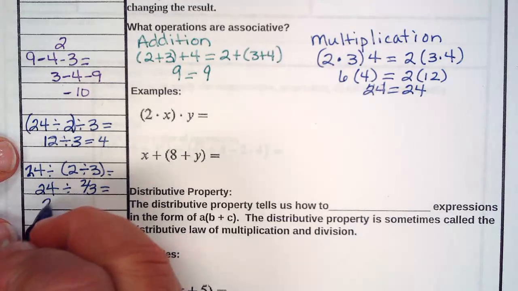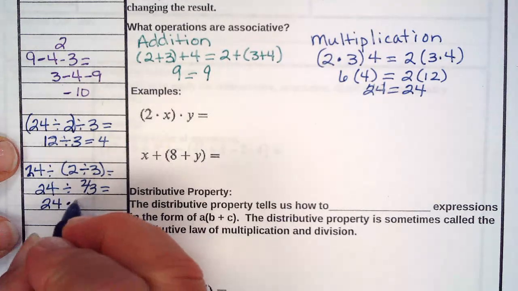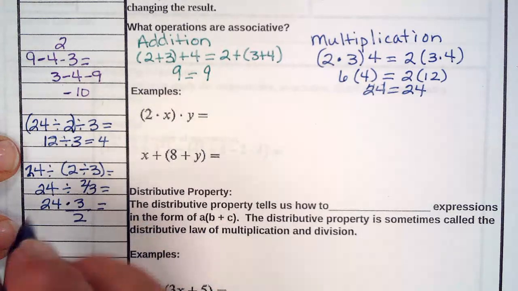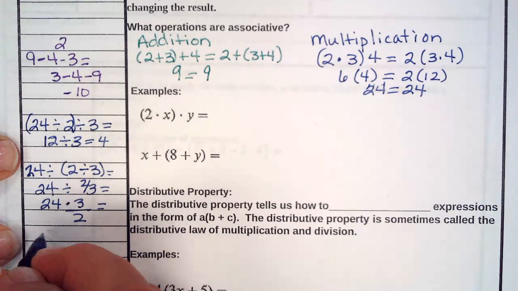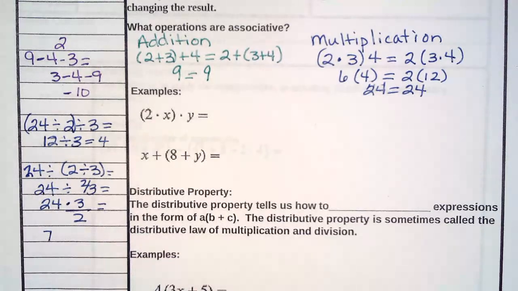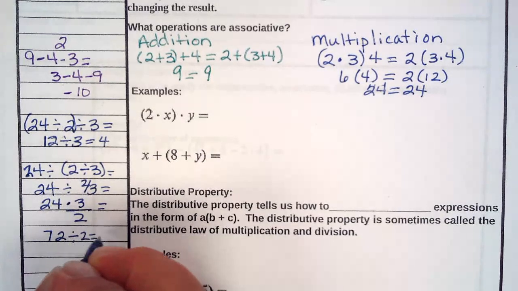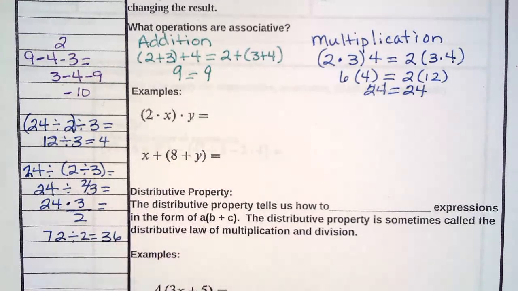24 times 3 divided by 2. That would be 72 divided by 2, which would be 36. So you can see that division is not associative. So we've got two examples.